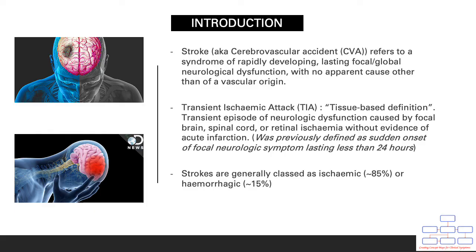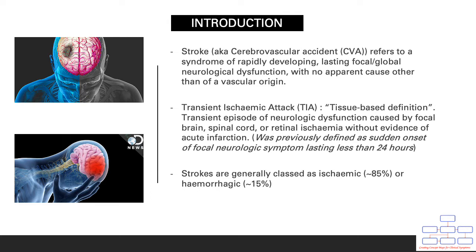So then, a brief introduction on stroke, or as we call it, cerebrovascular accident. It generally refers to a rapidly developing syndrome or cluster of focal or global neurological deficits which are lasting and with evidence of tissue transformation on neuroimaging.